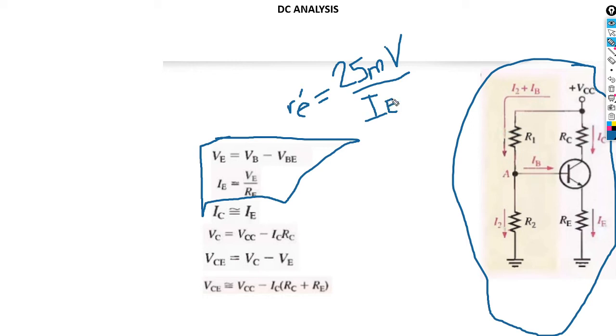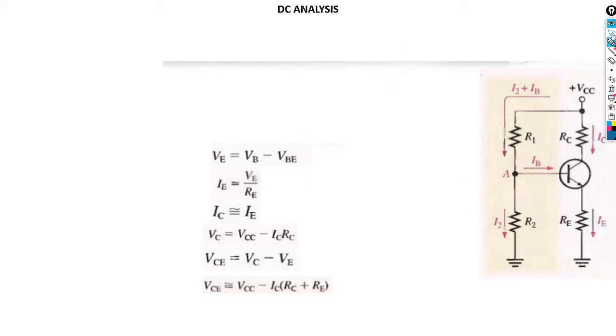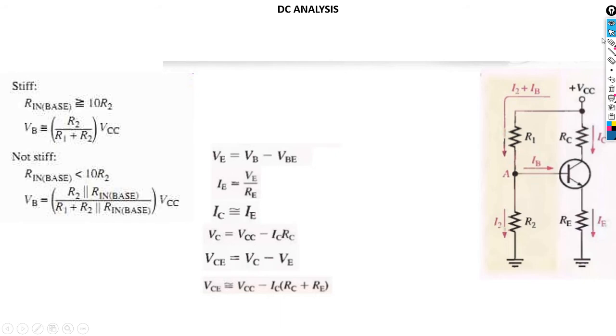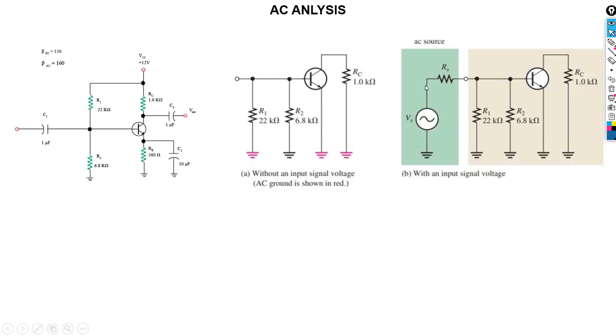Okay, then you can carry on with AC calculation. And therefore, as we said, with the circuit, the first thing we have to do is to check if our circuit is stiff or if it's not stiff. I've explained in the previous video how to check that. And therefore we move to our AC analysis.